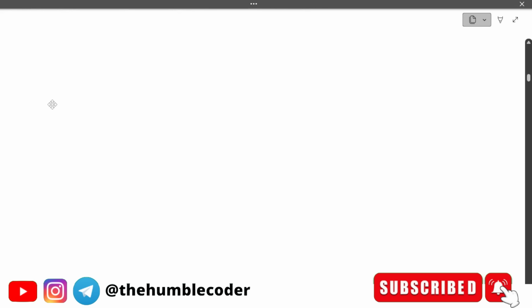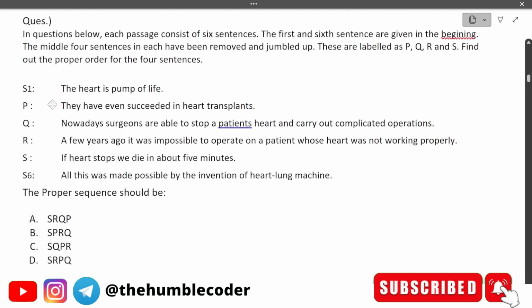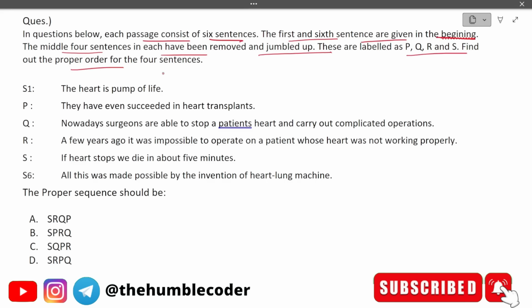Moving on to the next one. Okay, again we have a question. Let's read the problem statement first and then we will solve it. In the question below, each passage consists of 6 sentences. The first and 6th sentences are given in the beginning. The middle 4 sentences in each have been removed and jumbled up. These are labeled as PQRS. Find out the proper order for the 4 sentences.